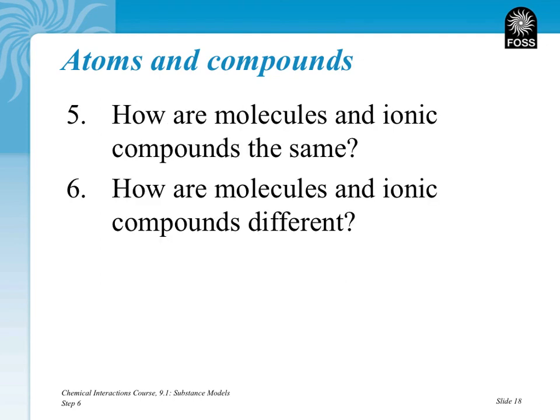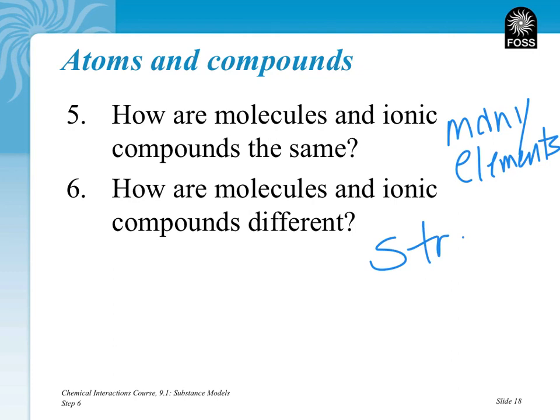And lastly, real quick, how are molecules and ionic compounds the same? They all are made of many atoms and elements. They're compounds. Both of them do that. And then how are they different? Well, by their strong or weak bonding. We'll talk a little bit about that more a little bit later.